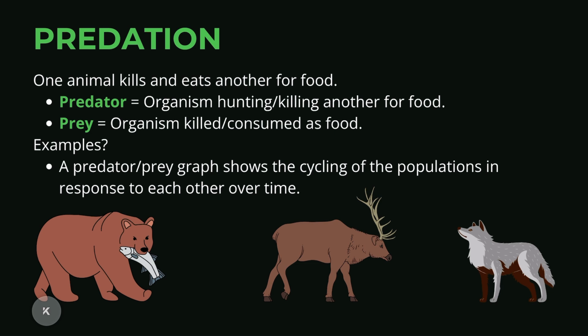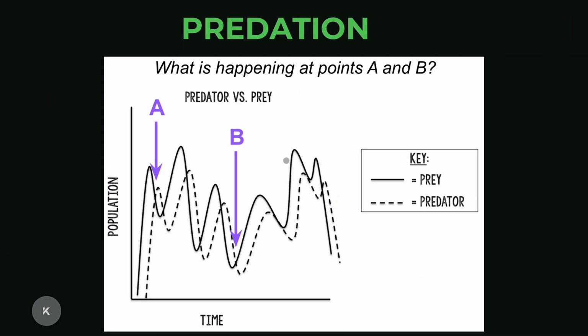So think about some examples. In our pictures down here, we have a bear eating some fish, and we have wolves and elk here. The wolves are hunting the elk. We can also look at a predator-prey graph and show the cyclic nature of the populations in response to each other over time. So check out this predator-prey graph.